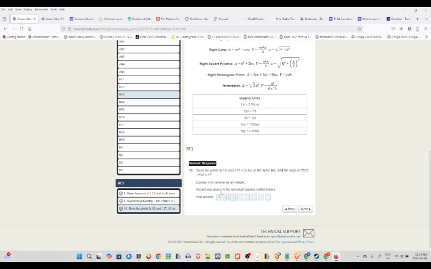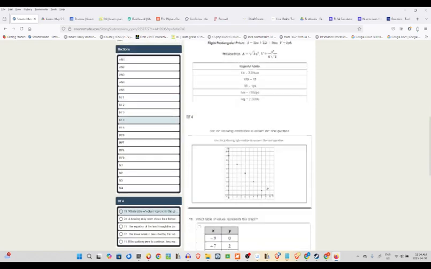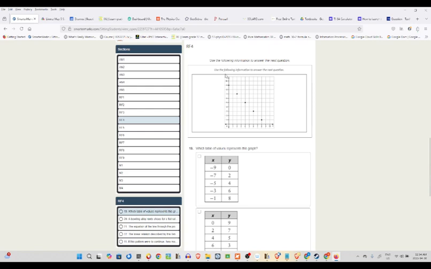Right, so this concludes our coverage of relations and functions 3. Moving on to relations and functions 4. When the question loads, here we go.